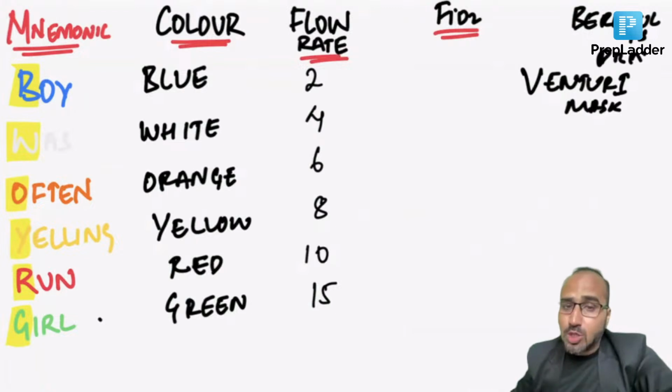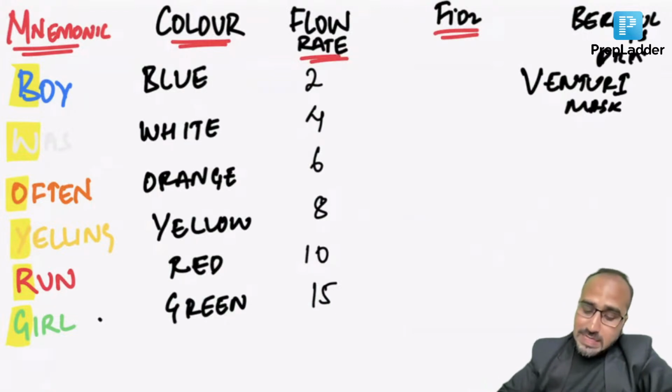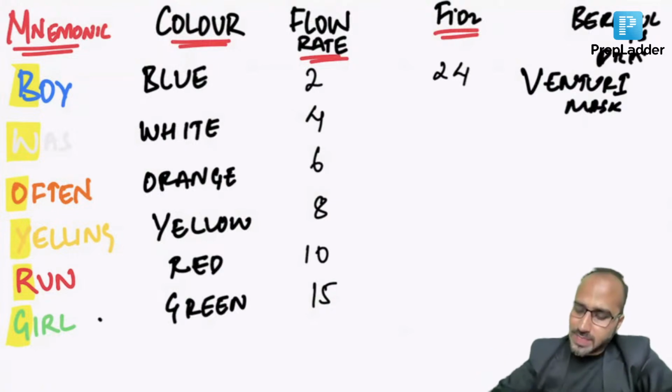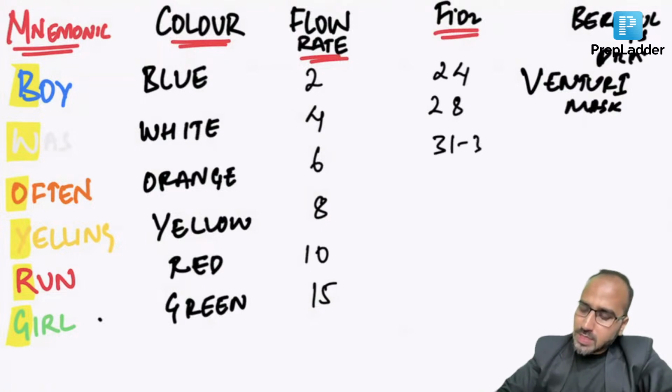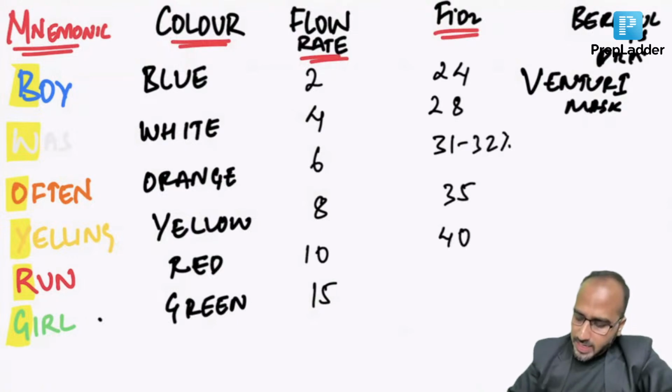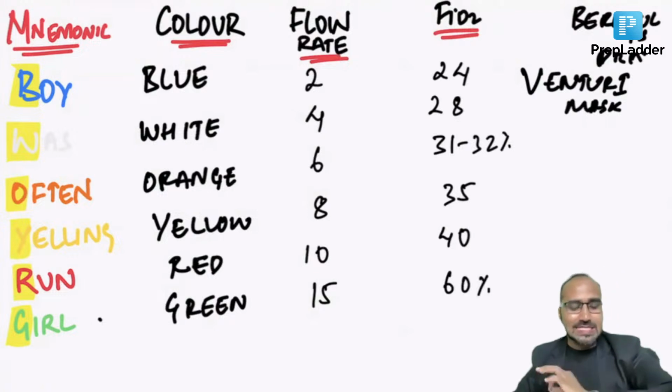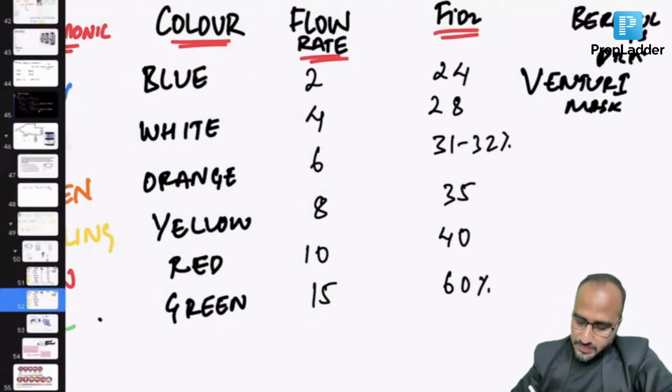And how much FiO2 are we achieving, guys? With blue Venturi mask, we will achieve an FiO2 of 24%. After that, you just add 4%. That is with white 28%, with orange 31 to 32%, with yellow 35, with red 40, and with green it is 60% FiO2 we are achieving. This is regarding the Venturi mask.